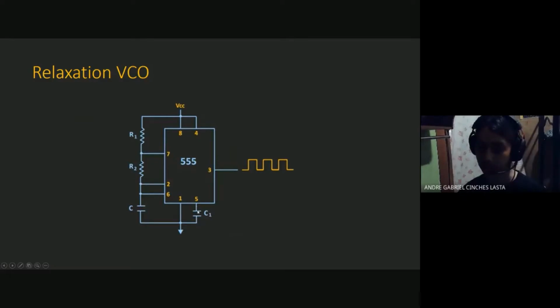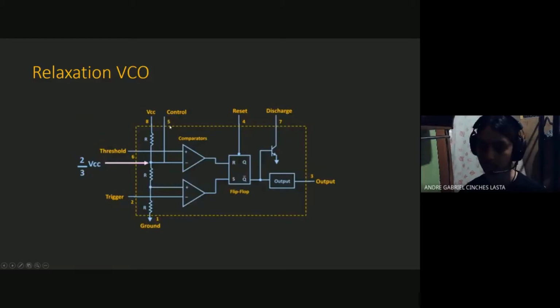So instead of directly grounding this, we can replace this with the control voltage, and this reference voltage here, two-thirds of whatever the supply voltage is, can be overwritten with the control voltage. And there you have a relaxation voltage controlled oscillator.